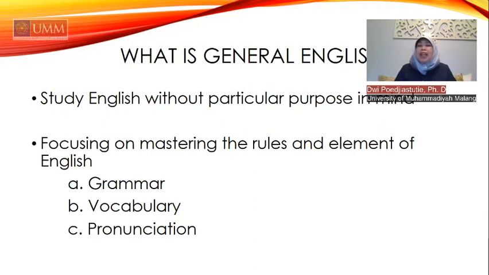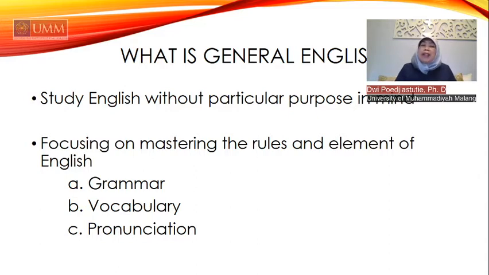When you study English without particular purposes in mind, many scholars claim that this is general English. It is a little bit different when you study English with particular purposes in mind. For example, if you want to study English due to your job as a businessman, or you are going to work in a company like a joint venture for the purpose of the business, then you need to survive in that context by studying English for business purposes.